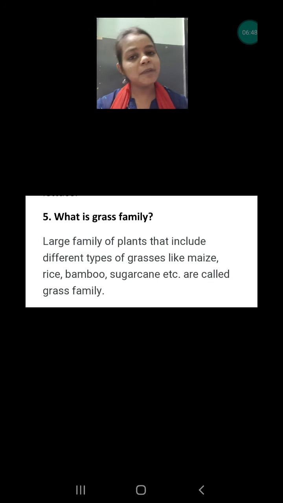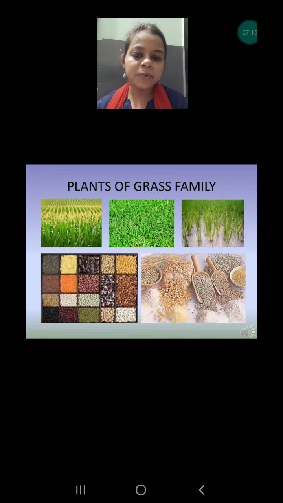Different types of grasses means bamboo is also a grass, the very tall grass. Next, papyrus is also a grass. Next, sugarcane is also a grass. Rice, most of the cereals also come under this grass family. So what is grass family? It is a family that includes different types of grasses. So, a large family of plants that include different types of grasses like maize, rice, bamboo, sugarcane are called grass family. You can see different types of examples. I have shown in the picture, you can see corn plant, you can see the rice plant, and different types of spices. These all are grass family plants.